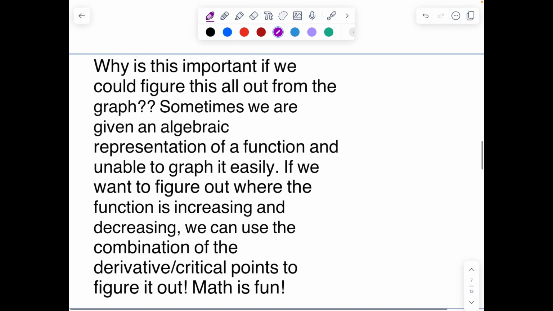All of this stuff we're just talking about, we can obviously tell when the original function is switching from increasing to decreasing, right? We can obviously tell the extrema of a function just by looking at the graph. So why is it important to figure this out? Sometimes we are given an algebraic representation of a function and are unable to graph it easily. And if we want to figure out where the function is increasing and decreasing, we can use a combination of the derivative and critical points to figure it out.